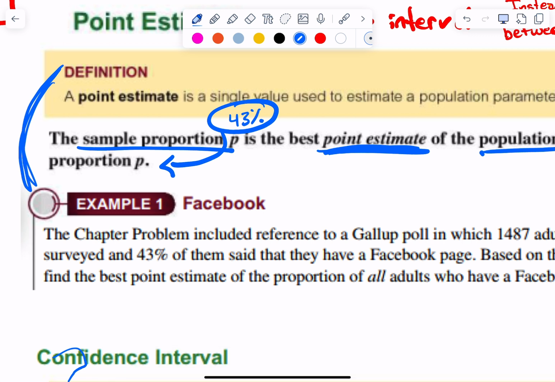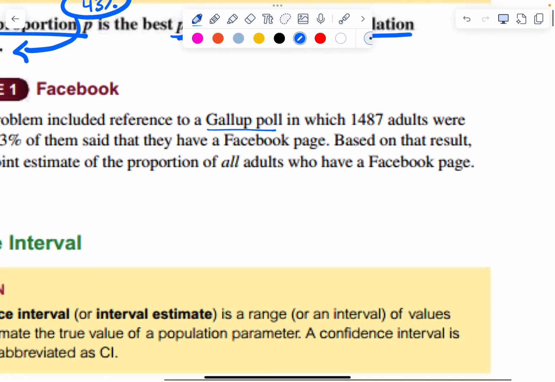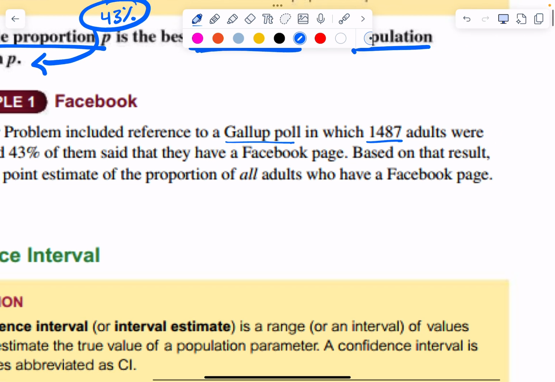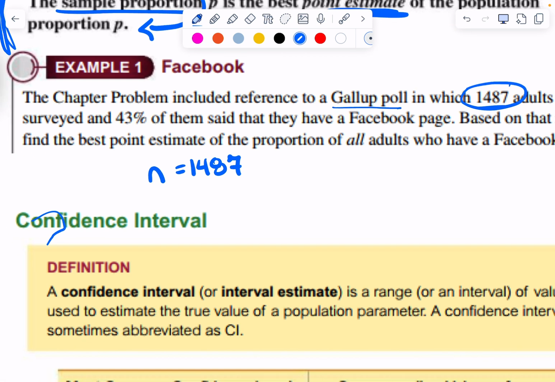Okay, so example 1. This is kind of a weird, wonky example, but whatever. The chapter problem included a reference to a Gallup poll, they do these every once in a while, in which 1487 adults were surveyed. Okay, let's give a variable to 1487. N. Lowercase n, right? Because that's my sample, okay? And it said, oh my gosh, 43%. How lucky did we get? That's crazy that that's the same number. 43% have Facebook. Okay, so they're talking about something completely different, not blue-eyed people. 43%, that is p hat, because that's the proportion from the sample that have Facebook.